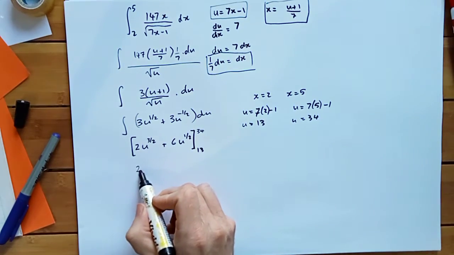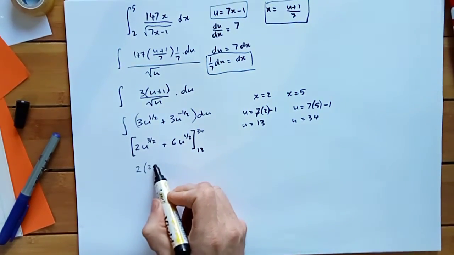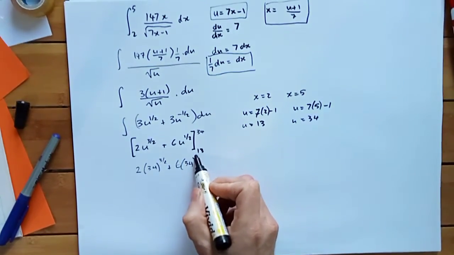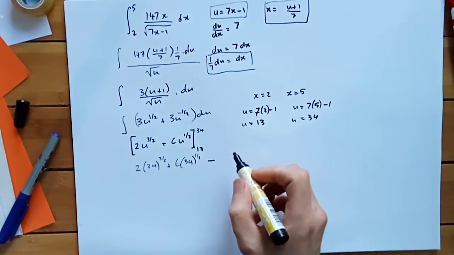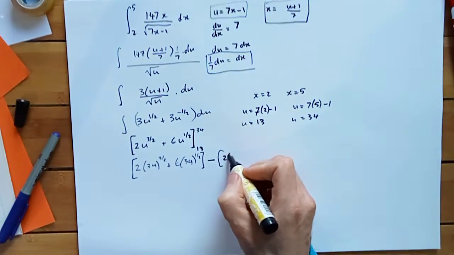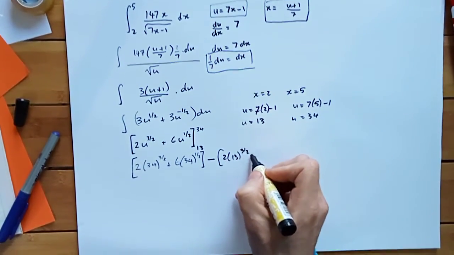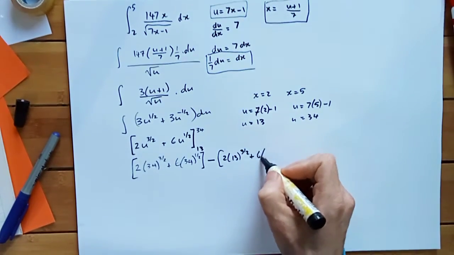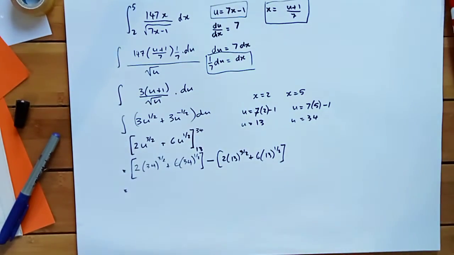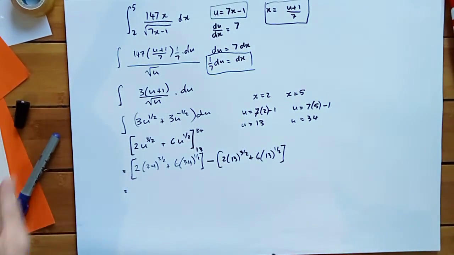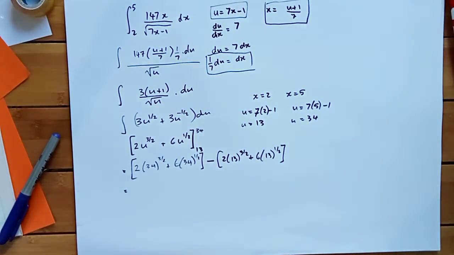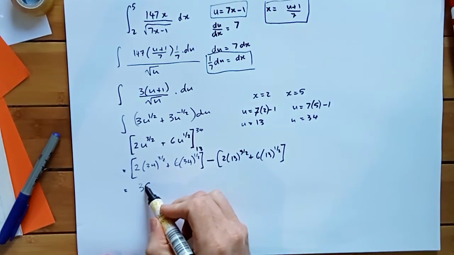So it looks relatively simple. 2 lots of 34 to the 3 over 2 plus 6 lots of 34 to the half, square root, minus 2 lots of 13 to the 3 over 2 plus 6 lots of 13 to the half. Plug it in the calculator and see what you get. It was like 300 and something. I'm not quite sure. 390, 396 maybe.